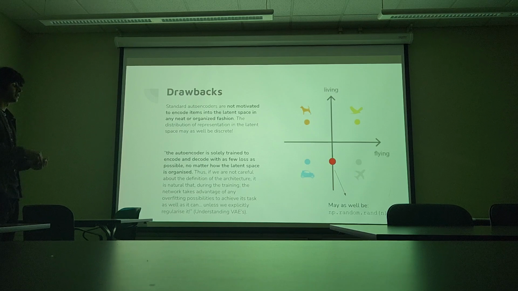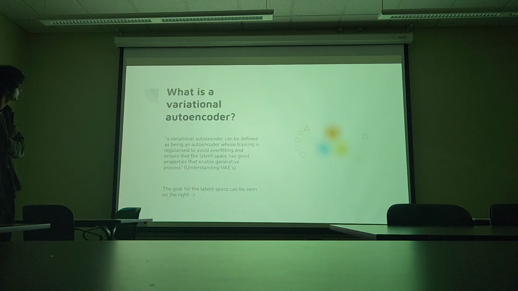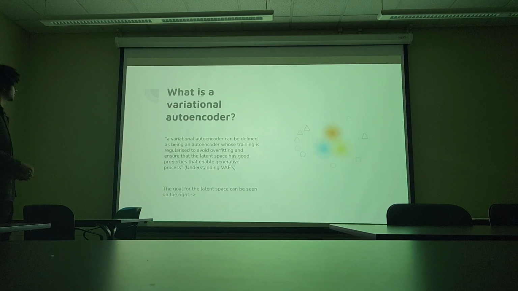This is what a variational autoencoder can do to some degree. So what is a variational autoencoder? You can take a second to read that and absorb that description, and I'll explain how it correlates to the picture on the right.